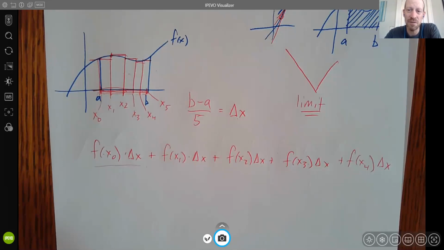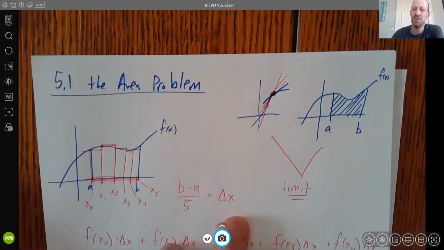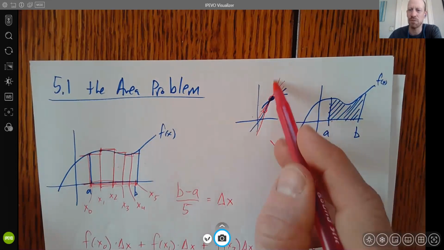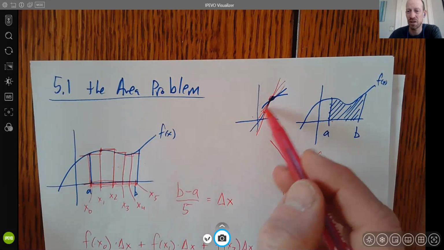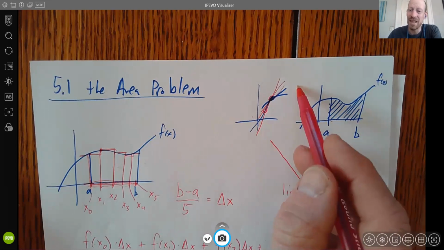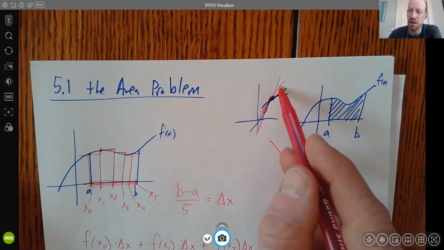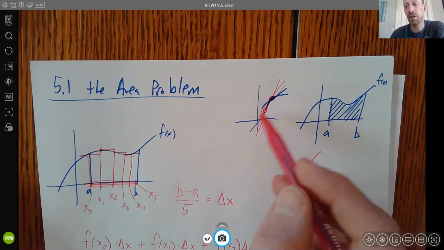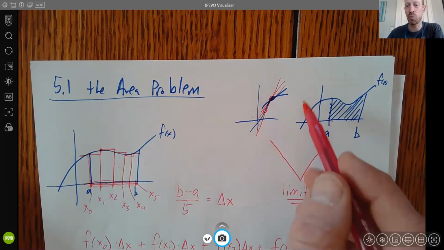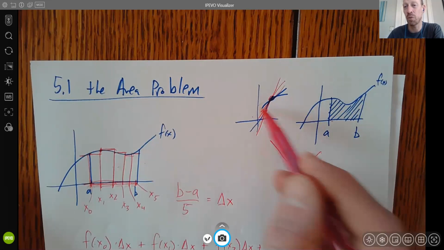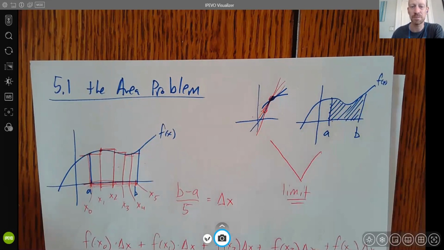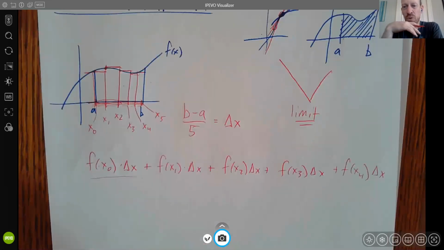So the question is, could I reuse this idea here with the area problem? This red line was an approximation to the true tangent line. The way to get the true tangent line was to make better and better approximations and then use the limit to see where those approximations are going towards. What is the actual slope here? And hopefully, what is the actual area here? So what would make this a better approximation?